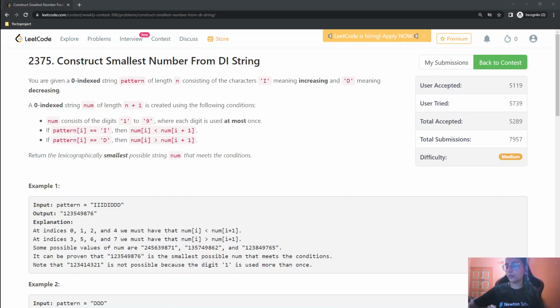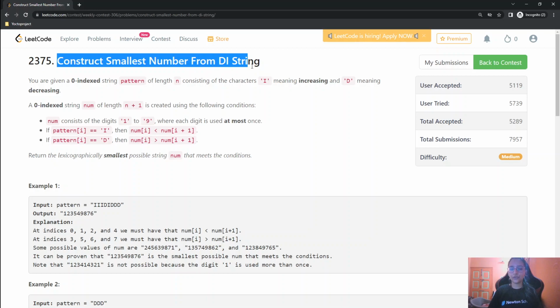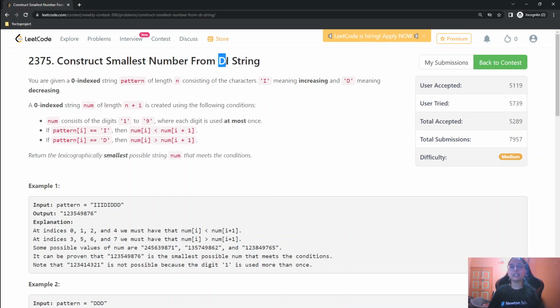Hello everyone, so now we are going to do the Leetcode weekly contest, and in this question what we are required to do is construct the smallest number from a DI string. This D represents the decreasing order of this string and I represents the increasing order of this string. So let us read out the question.